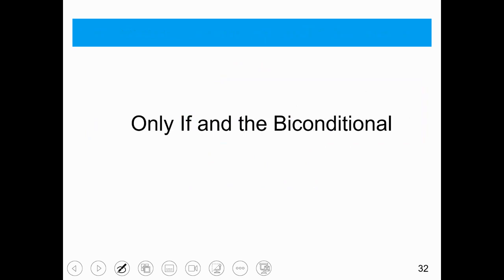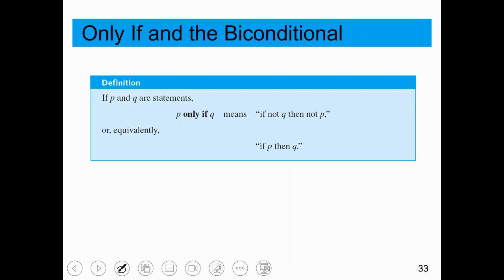All right, if and only if, and the biconditional if and only if. Okay, so these can be really, really tricky. Language in logic is super important, so pay special attention to these little words: and, or, only if, and if and only if. So P and Q are statements. And if you see something that says P only if Q, it means if not Q, then not P. Or equivalently, if P, then Q.